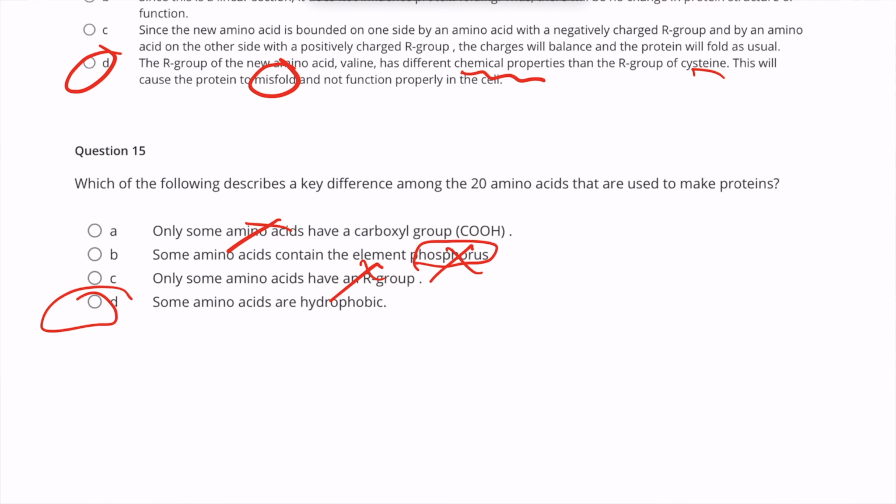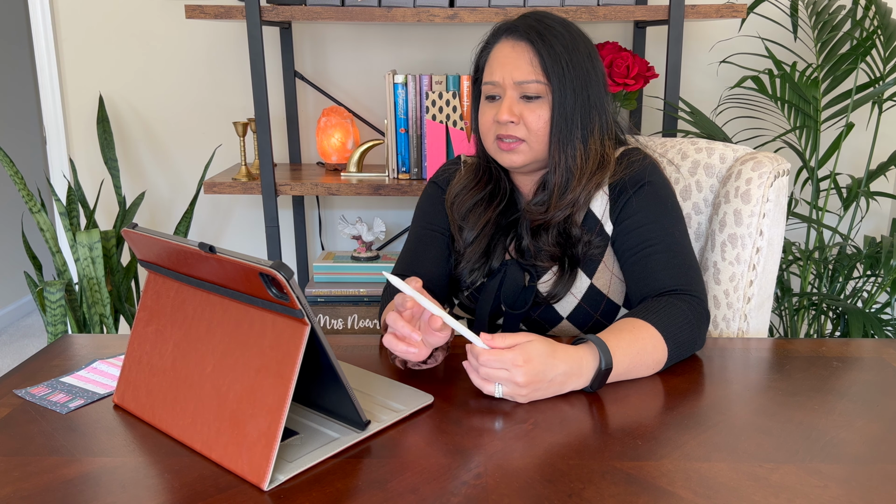Some amino acids are hydrophobic. That does describe it. We just talked about that some amino acids, the R group, will be polar, some will be non-polar. So that means some are hydrophilic, some are hydrophobic. So that does really target a key difference among the 20 amino acids. And that is the right answer choice.